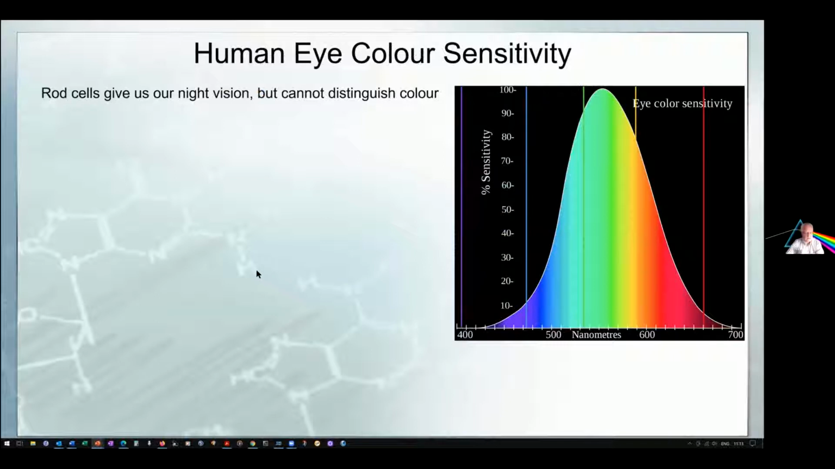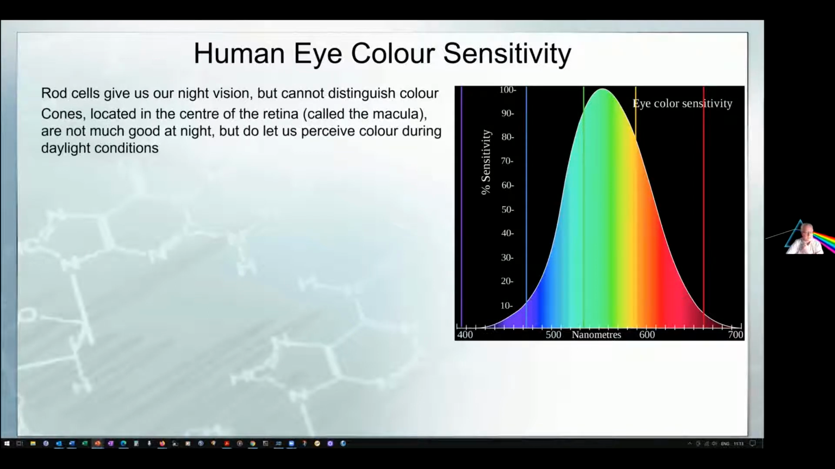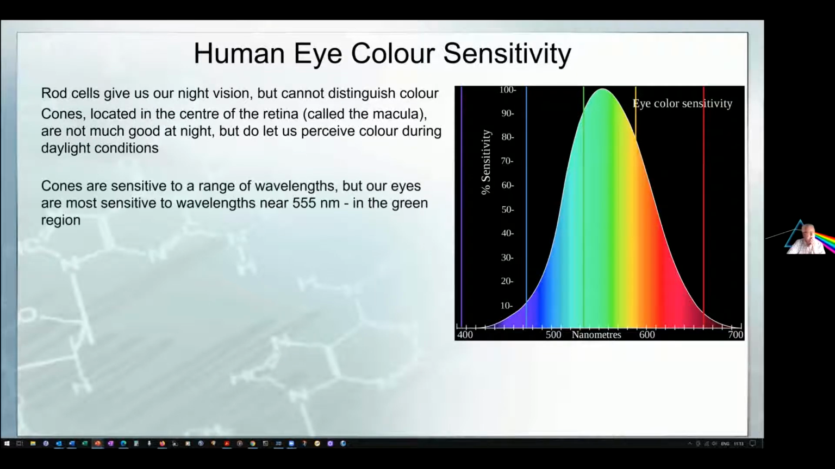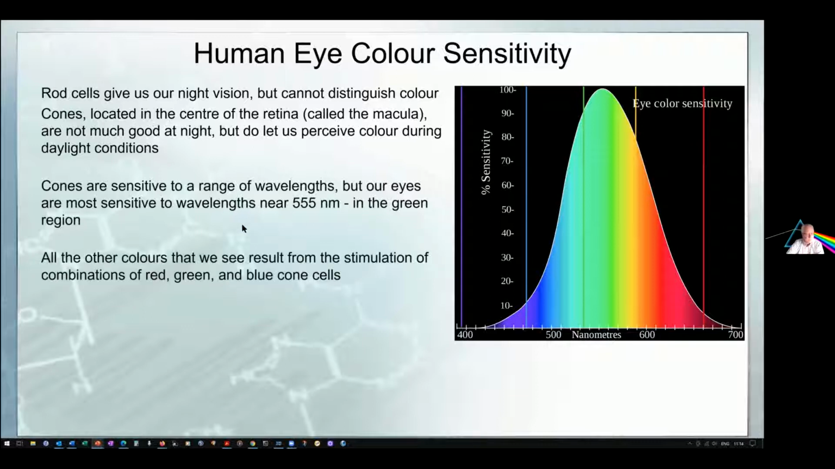So the rod cells give us our night vision, but they cannot distinguish color. And this is a plot here of the overall sensitivity of our eyes. And it's the cone cells located in the center of the retina, an area called the macula, which you've probably heard of in macular degeneration. But the cone cells are sensitive to color, but not very good at night. Okay, so they're sensitive to a range of wavelengths, but our eyes are most sensitive in the green region of the spectrum. Okay, and all the other colors we see result from the stimulation of these cone cells.